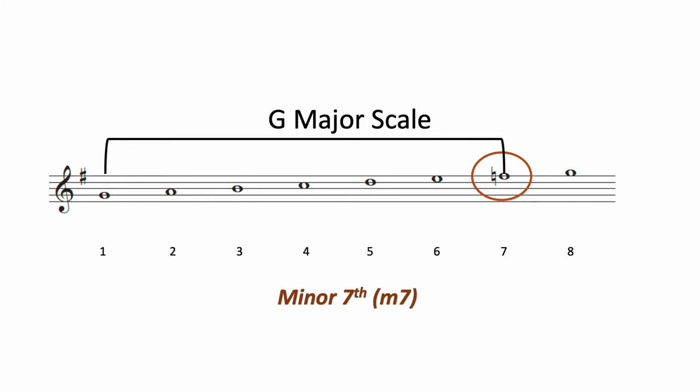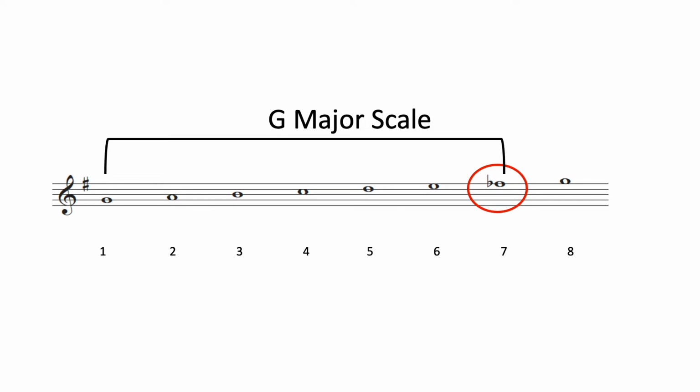Now what happens if I keep going? What happens if instead of just an F natural, I put a flat there? Now the interval is becoming even smaller. Now it's known as diminished. All right, so indicated by DIM7. So it went from major to minor to diminished.